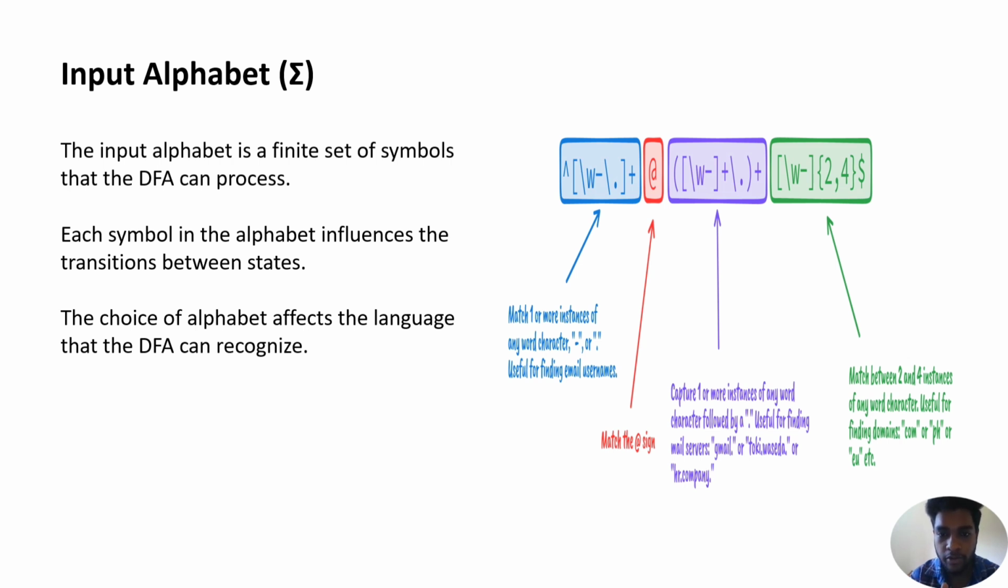First one is match one or more instances of any word character, with a hyphen or a comma, useful for finding email usernames. Next, the symbol is at, which matches the at sign, at the rate of. Next one is capture one or more instances of any word character followed by a comma, useful for finding mail servers, Gmail, or an HR company. And last one is match between 2 and 4 instances of any word character, useful for finding domains like com or ph.